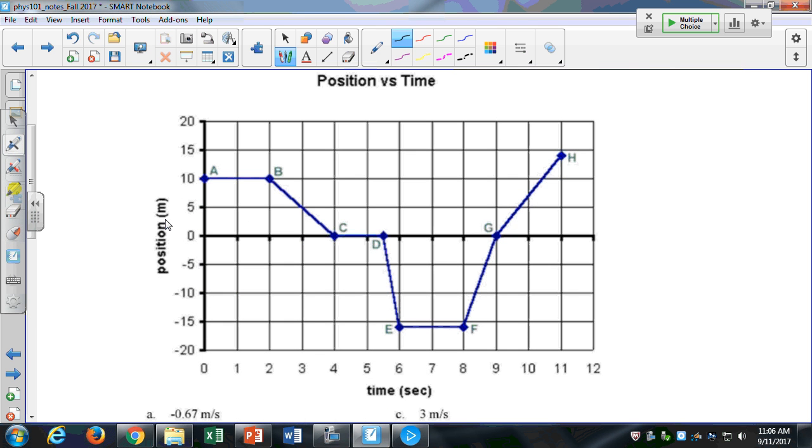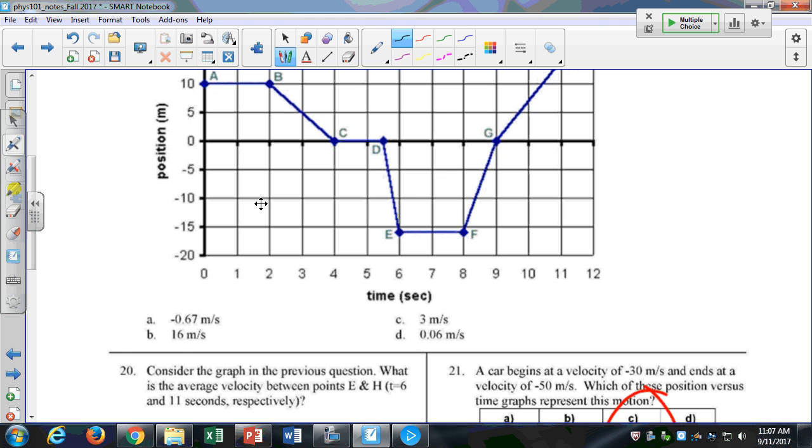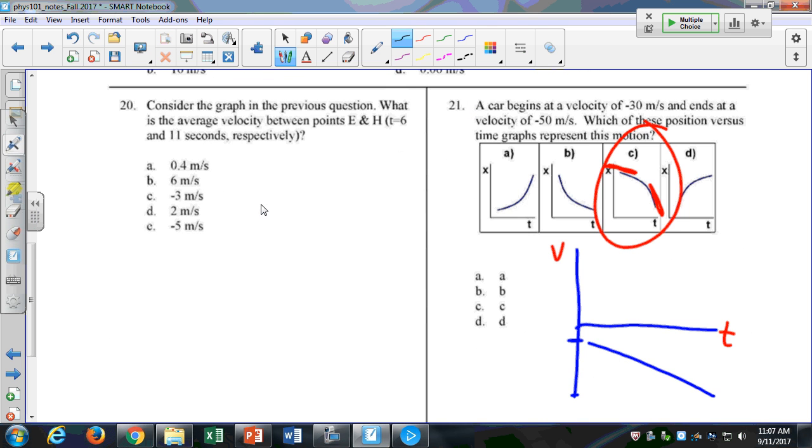You'll have graphing problems. I call these quantitative graphing problems because you're actually dealing with numbers. You're not just describing the motion in words. So you'll have a graph like this. I'll have some points on it, and I'll say, what is the instantaneous velocity? Or what is the instantaneous acceleration? Or what is the average velocity or acceleration? You'll have to do both of those on the test. You'll probably have some physical scenarios where I ask you to pick out the graph, or I'll give you a graph and ask you to describe the physical scenario that fits that graph, kind of like number 21.